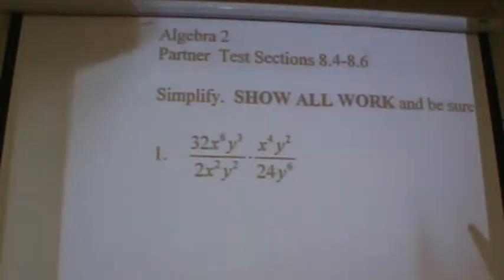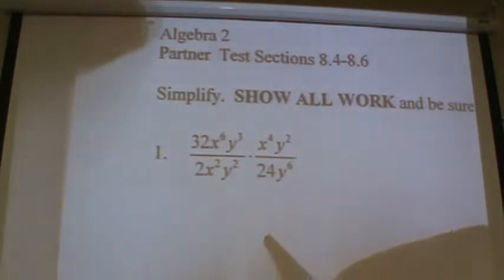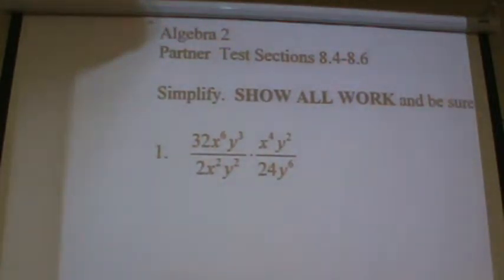Okay, question number 1 for your partner test. They're asking you to multiply. So what you want to do is cancel. What cancels? Your lines. Your y's.